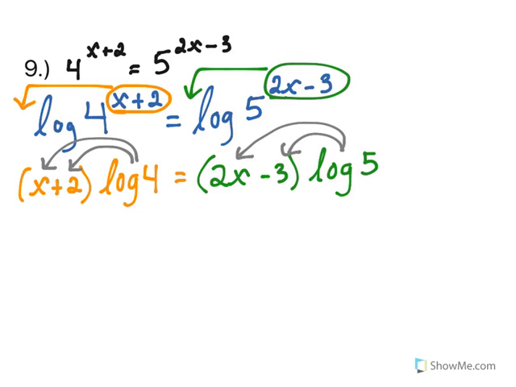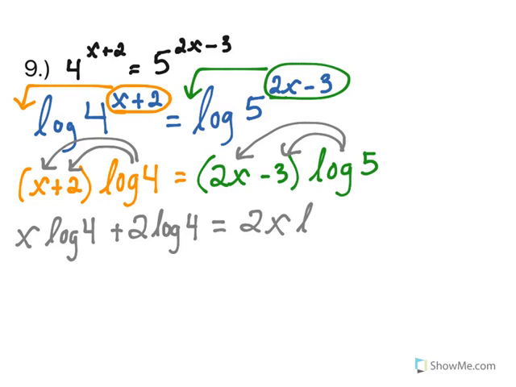Okay? So this is going to be x log 4 plus 2 log 4 is equal to 2x log 5 minus 3 log 5. Okay. Now, things are starting to get a little scary looking here. There's a lot of terms going along, a lot of variables, a lot of logs. Okay? But here's what I notice.